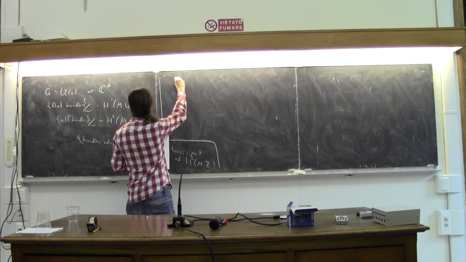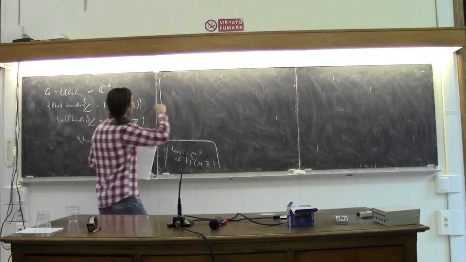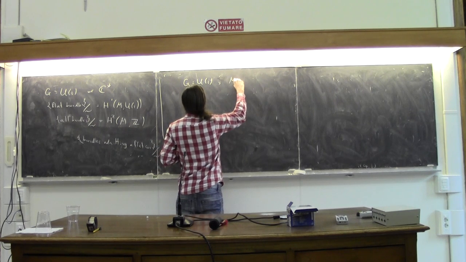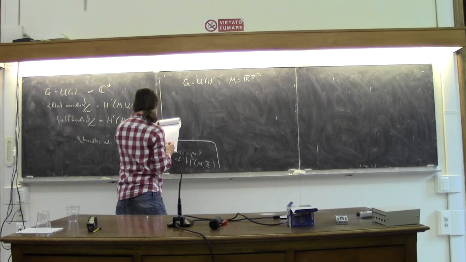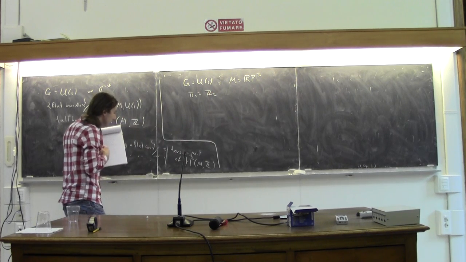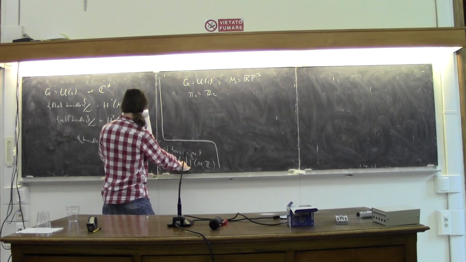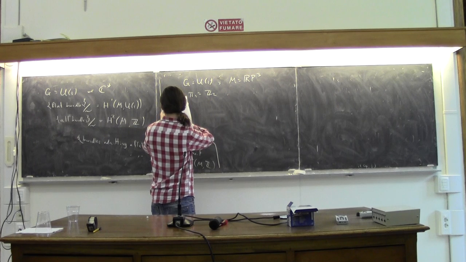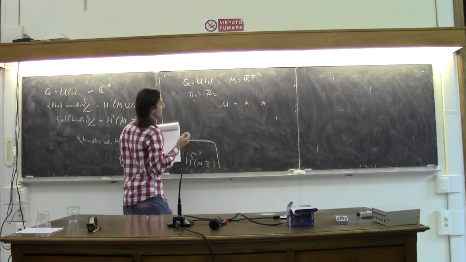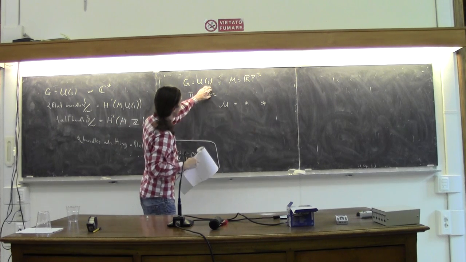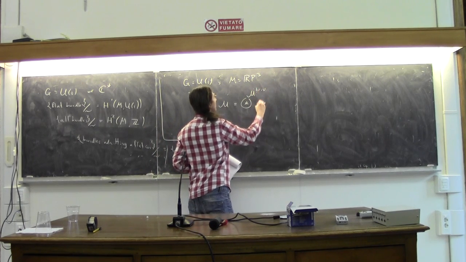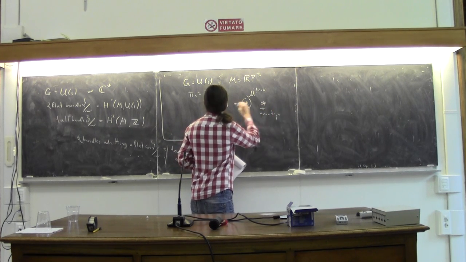So the simplest example is the three-dimensional real projective space, so the manifold is RP3. Here, pi_1 is Z2, and this group is also Z2. So here, the moduli space of the connections is a pair of points. One point corresponds to the map where all of Z2 is sent to the identity in U1, and this corresponds to the trivial one, and the other corresponds to a nontrivial representation.